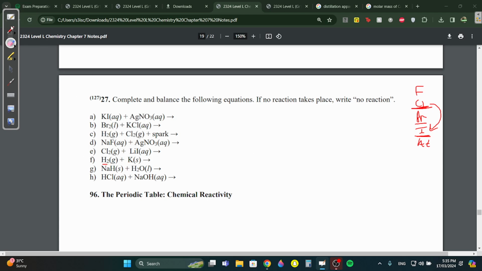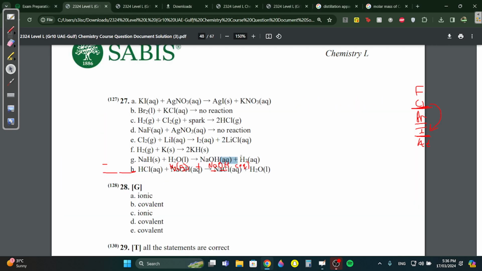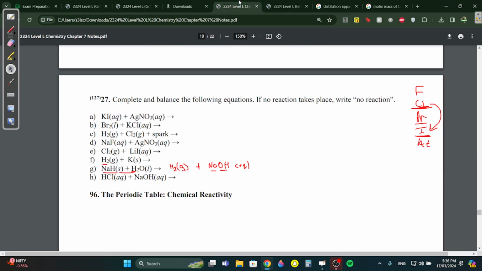NaH plus liquid H2O. Remember, if you have any alkali hydride dissolved in water, you get hydrogen gas, plus the alkali hydroxide. Remember, always the alkali OH, which is aqueous. And hydrogen should be gas. Definitely gas. I know that's wrong, 100%.